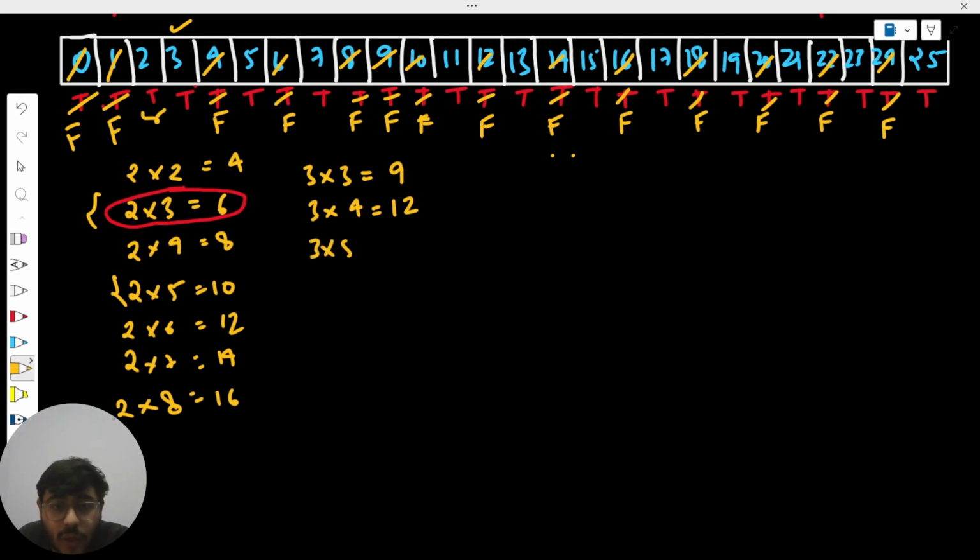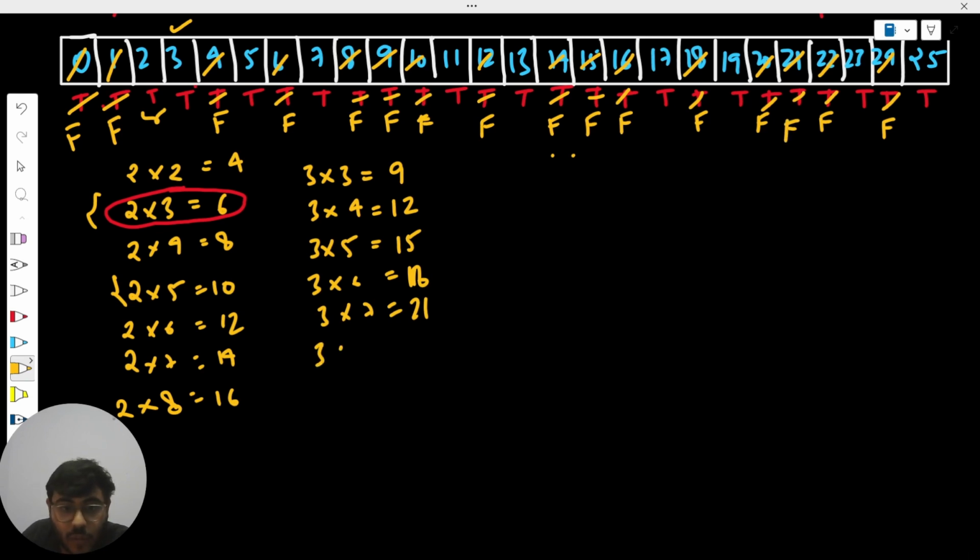Then we go to what? 3 into 5, which is 15. So we mark 15 as false. Okay. Then we go to what? 3 into 6, which is 18. So 18 is also marked already, so not a problem. Then we go to 3 into 7, which is 21. So 21 has to be marked as false. Then we go to what? 3 into 8, which is 24. And it has already been marked. So again, we are over with the process of 3. So हमने सारे 3 के multiples cover कर लिए, right? All the multiples of 3 have been covered.